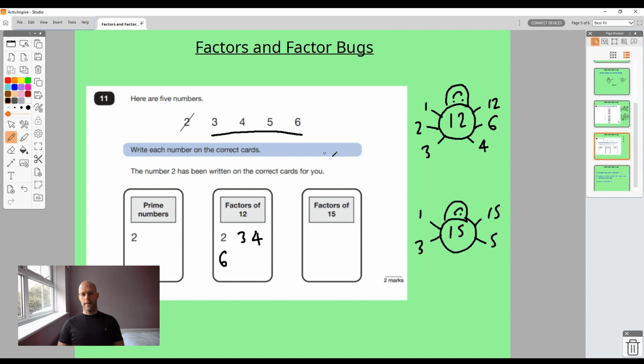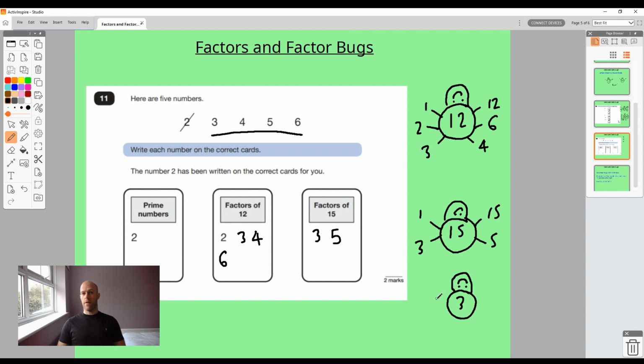I'm going to look back to my list. 3 is in my list, so I'm going to write that one down. 5 is in my list. And then I can check again and see which of these are going to be prime numbers. So actually, I need to do some more quick factor bugs. Very quick. Here's my factor bug for 3.